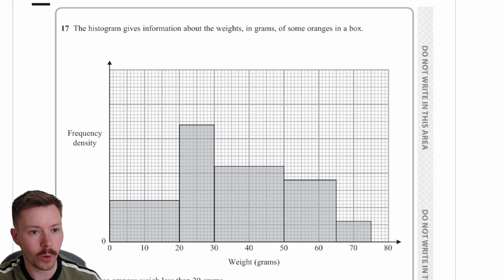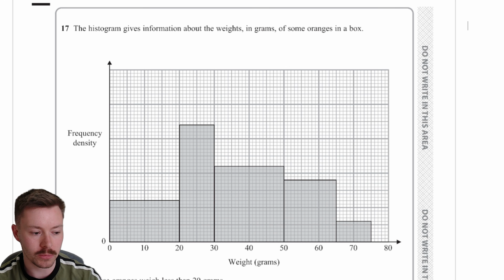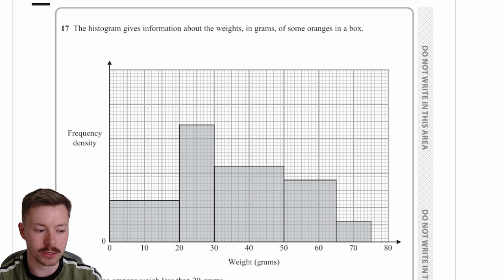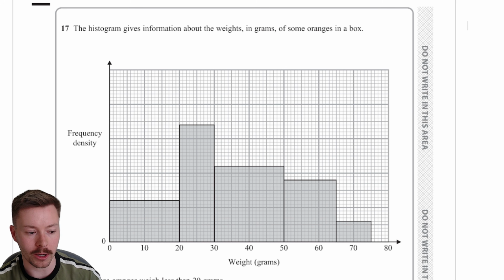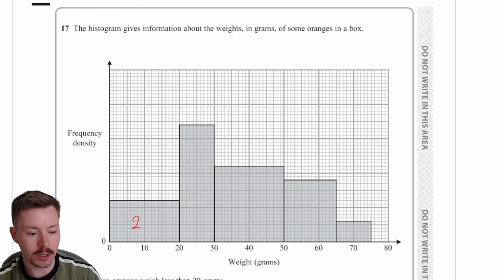Okay, so moving on to question 17. Question 17 is giving us a histogram, and it's got information about weights in grams of some oranges in a box. It says that 24 of these oranges weigh less than 20 grams. So less than 20 grams is that box from 0 to 20 along our x-axis. Now we know with a histogram that the frequency represents the area of each box or bar. So this has an area of 24.